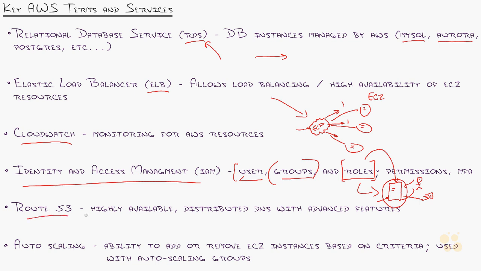Route 53, highly available distributed DNS with advanced features. So this is essentially hosted DNS, so I can have jeremy.cbtnuggets.com point to, as an A record, some IP address. But with advanced features and distributed, these are two big-deal features about Route 53. Distributed meaning it's around the world.